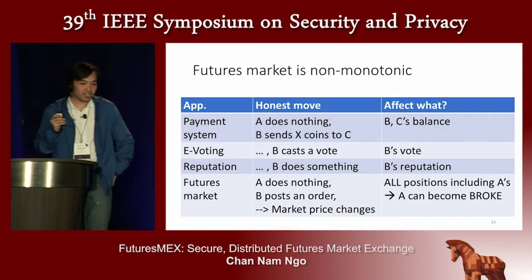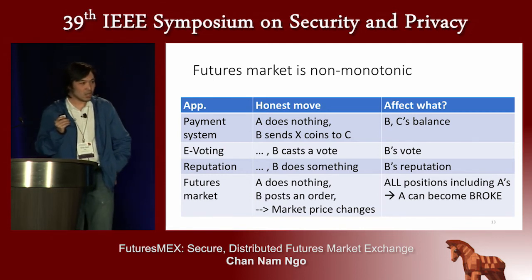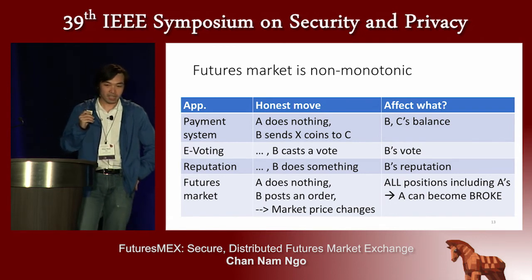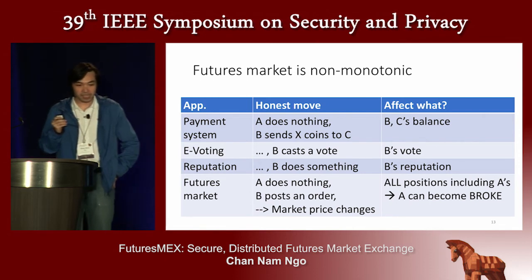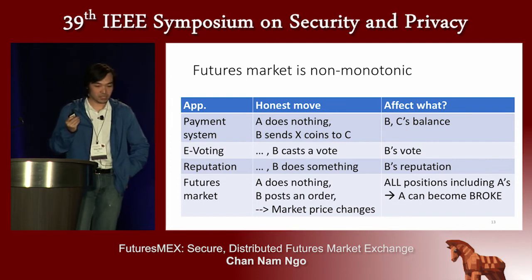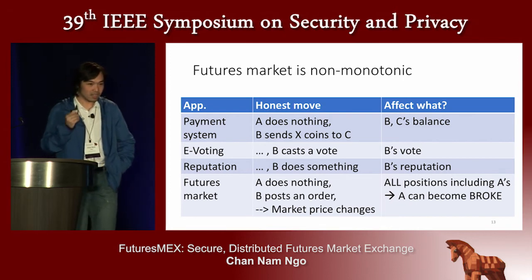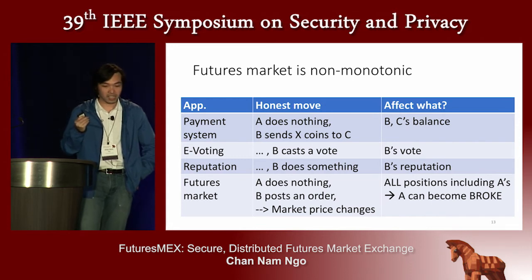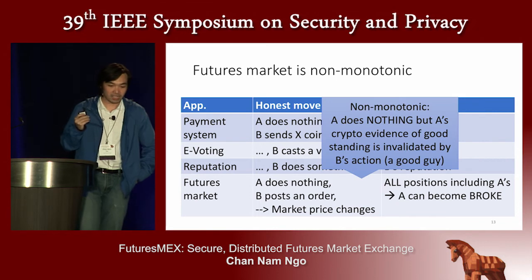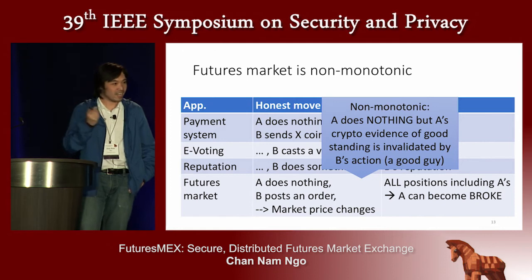So the next challenge is non-monotonicity. As in the example, we can see that even though Alice does nothing, only Charlie cancels his order, Alice's position still changes. This is a new property that doesn't exist in previous systems, like payment systems, e-voting, or reputation. For example, in a payment system, when Alice does nothing and Bob sends X coins to Charlie, it only affects Bob and Charlie's accounts. But in a futures market, an order can affect all positions, including Alice's position, and as a result, Alice can become broke. So for non-monotonicity, even though Alice does nothing, Alice's cryptographic evidence of good standing is invalidated by Bob's action. And actually here, Bob is a good guy.